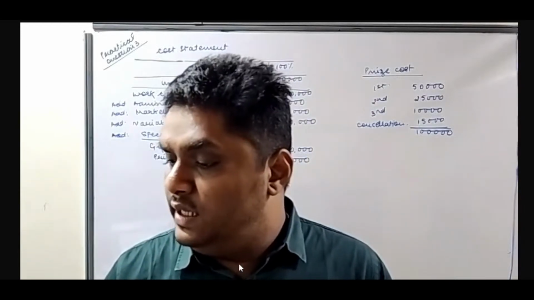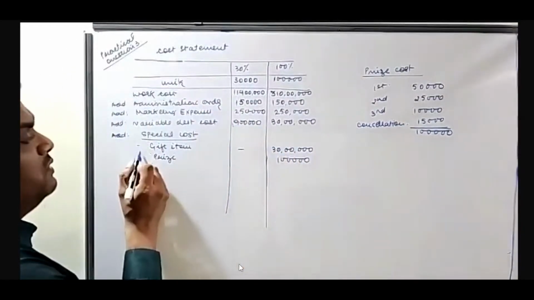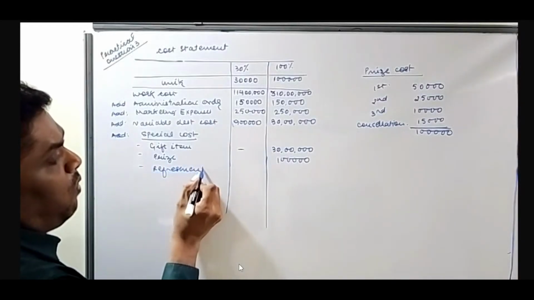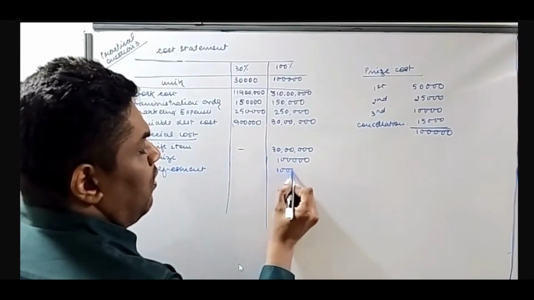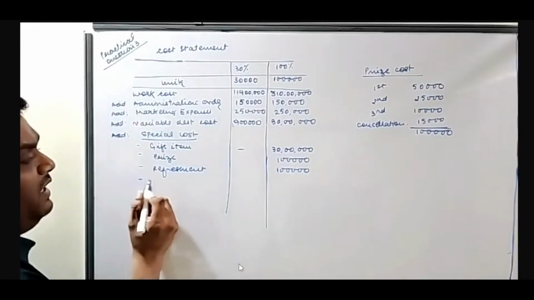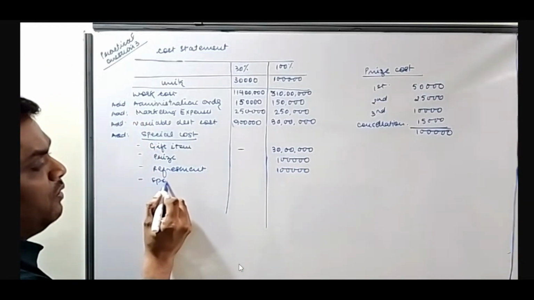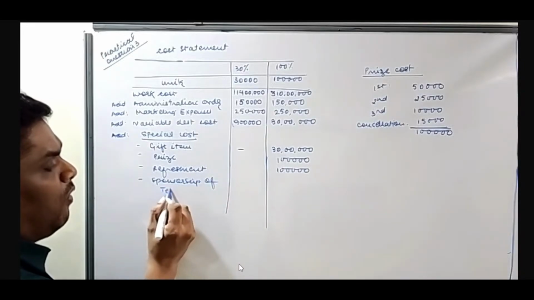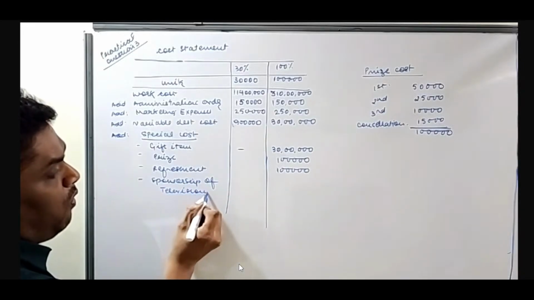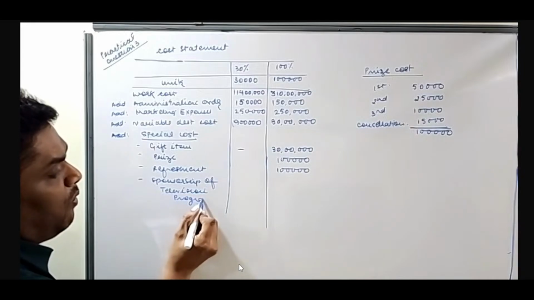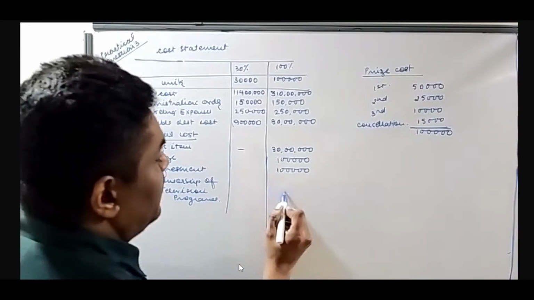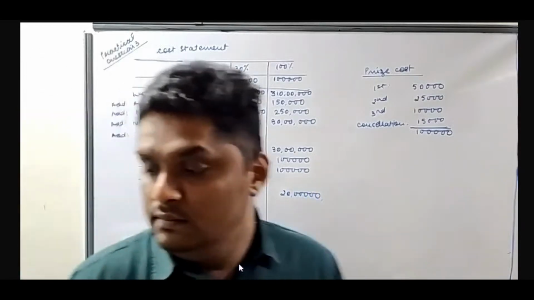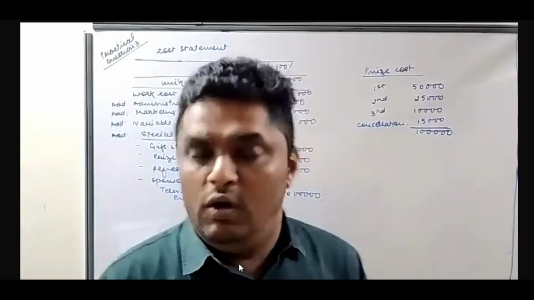Now, again, they are saying that they have to spend something on refreshments also. 1 lakh rupees. And some TV sponsorship of television program. Rupees 20 lakh. That's it. We are done with all the cost now.